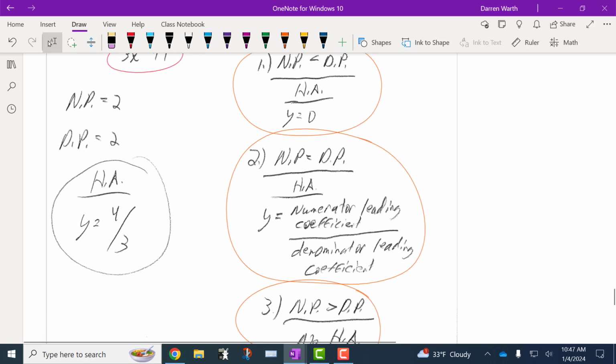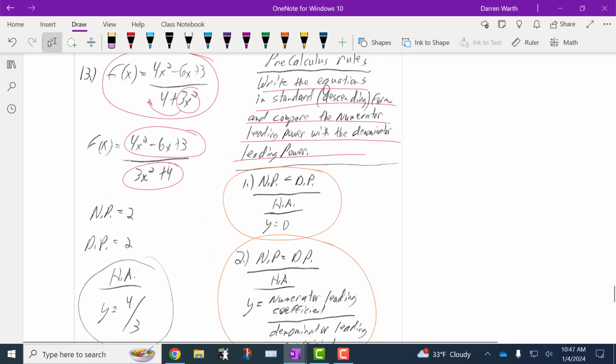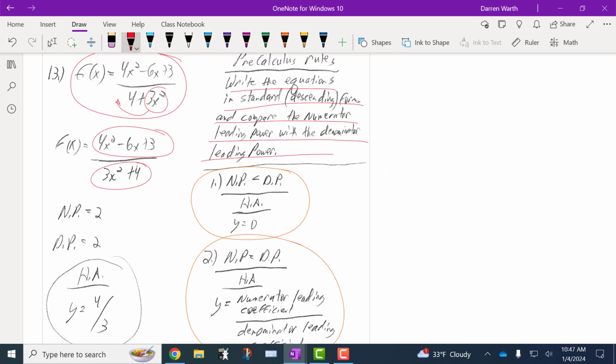So let's take a look at our powers right here. We're going to compare numerator power and denominator power. So notice this is the power of 2. So numerator power is 2. Denominator power is 2. So that means that they're equal to each other. So that means we're going to take the leading coefficient all over the leading coefficient. So that's 4 all over 3. So your horizontal asymptote would be at y equals 4/3.